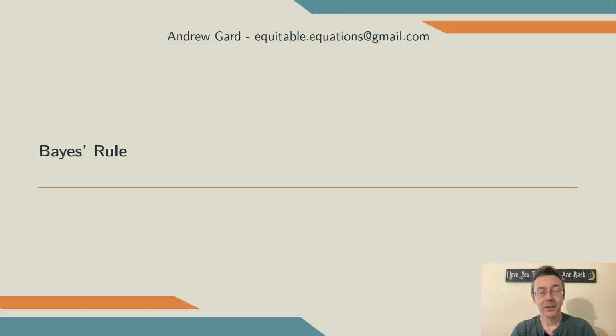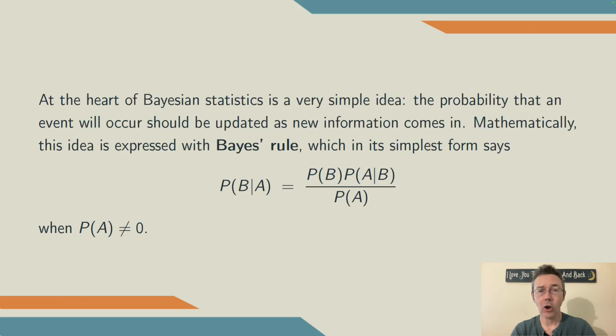Hey everybody. Today we're talking about Bayes' rule, also known as Bayes' theorem. At the heart of Bayesian statistics, which is a wonderful and complicated field, there's a very simple idea: the probability that an event will occur should be updated as new information comes in. Mathematically, that's encapsulated with this formula.